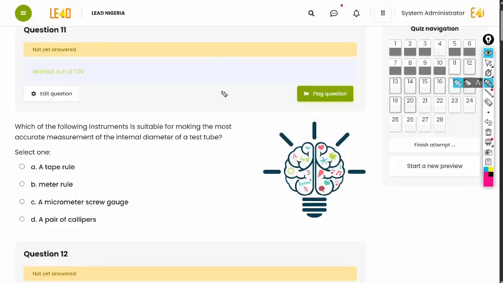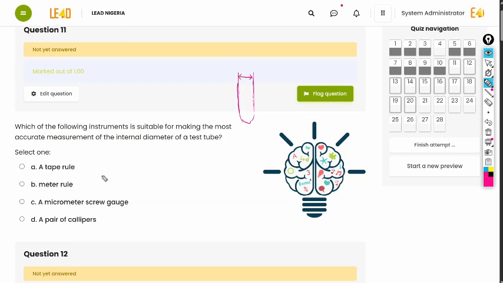Question 11 says, which of the following instruments is suitable for making the most accurate measurement of the internal diameter of a test tube? So I want to measure the internal diameter of a test tube. We're trying to find out what this distance is.